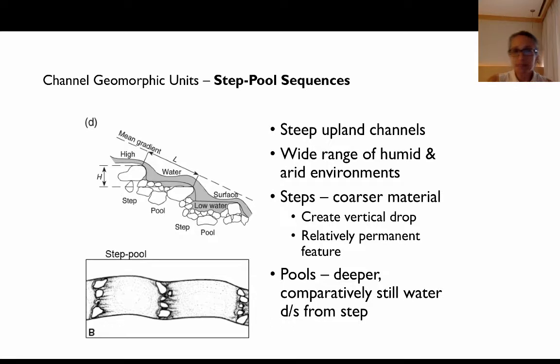Okay, so moving into a little bit steeper channels, instead of pool riffle sequences, we may see a step pool sequence. These tend to be in steeper channels, and can be in a wide range of environments. A step pool sequence is comprised of a step followed by a pool and another step and then a pool. So the average gradient is shown here, with our low water surface where it's almost like a waterfall over the step, and then a little pool, and then another fall, and then a pool, and another fall.